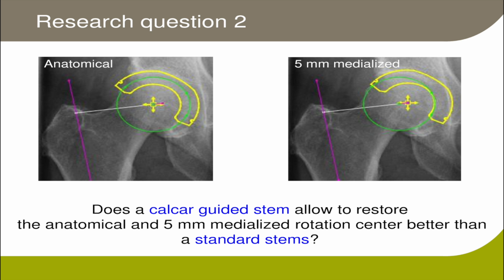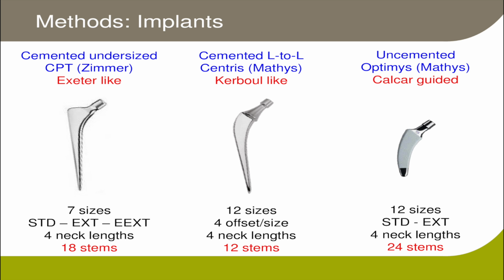And so our question was, is a calcar-guided stem able to do that, and how does it compare to other standard stems? So to do that, we looked at 3 different stems. The first one is a cemented stem, the CPT stem, Exeter-like, undersized compared to the broach that you use. There are 7 sizes in that implant, and there are 3 offset options: a standard, an extended or lateralized, and an extra extended or lateralized. In total, there are 4 different neck lengths, and 18 stems are available.